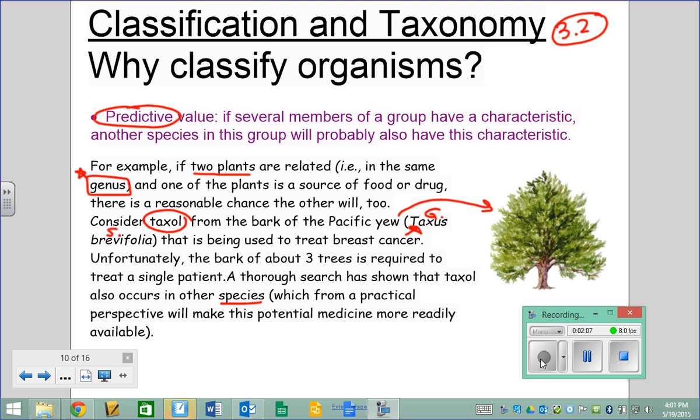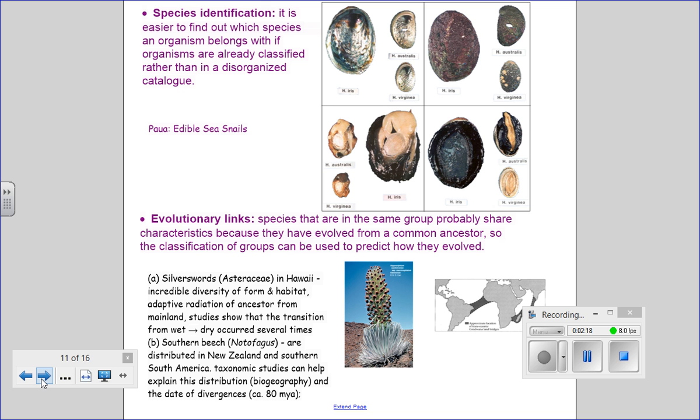So it's useful that we've classified these trees based on genus and species so we know which trees are closely related to the Pacific yew. Now another reason that it's good to classify organisms is it's easier to identify species. If I found a new species or I found an organism and I didn't know which species it was, it would be easier to find out if they're already classified. So what we're saying is it makes it easier for scientists to figure out what it is they're looking at if there's a classification scheme already in place.